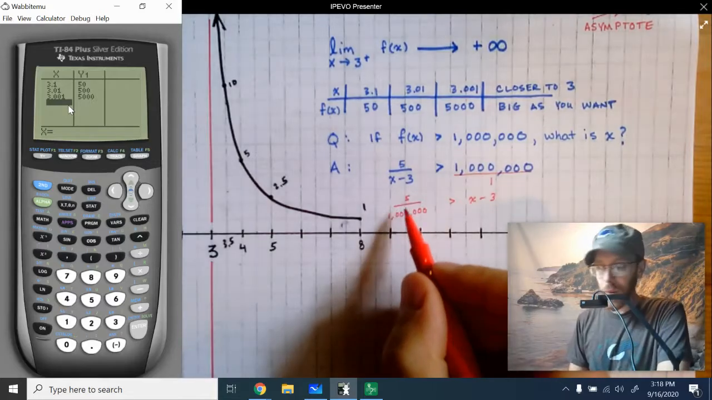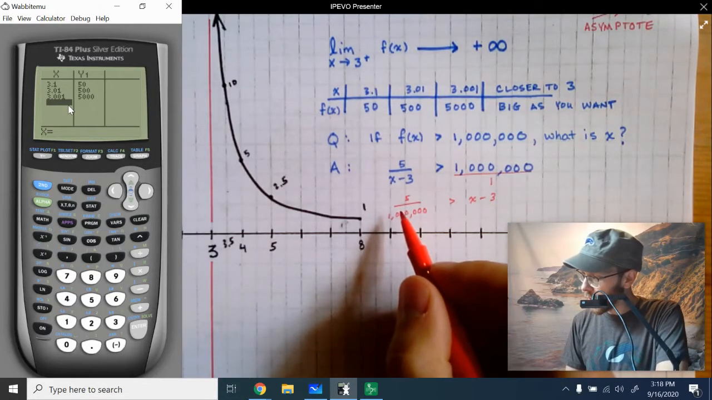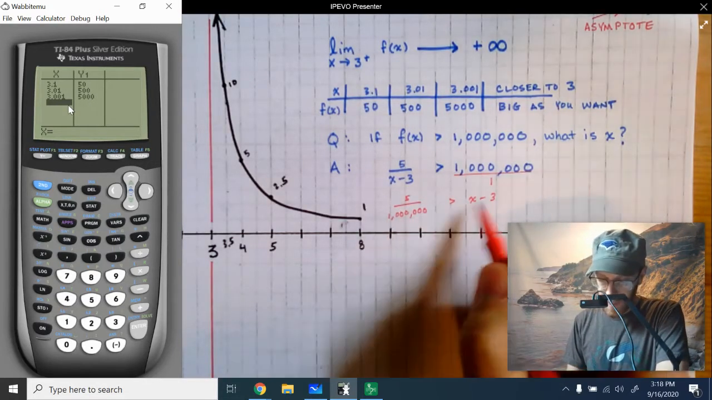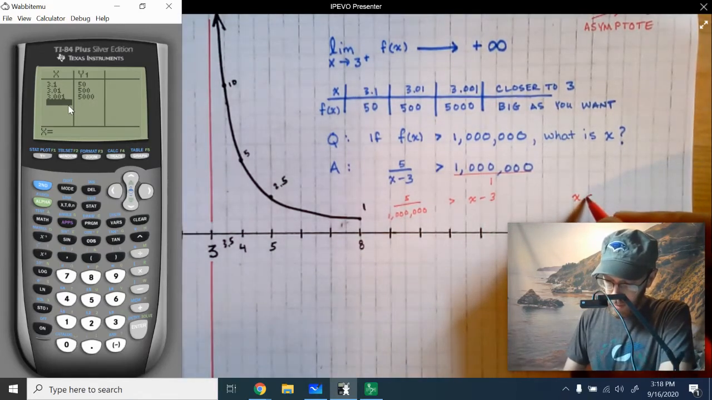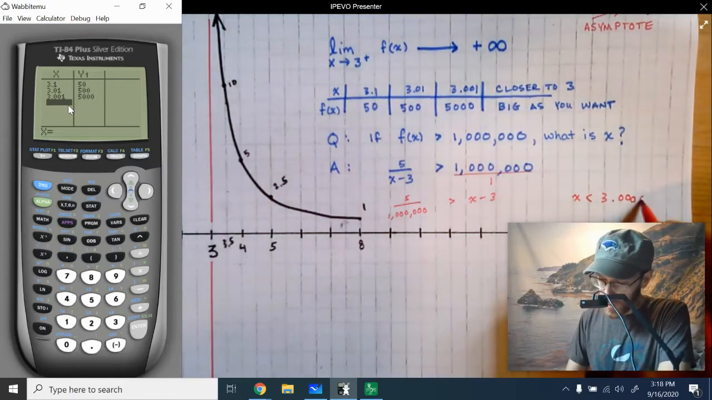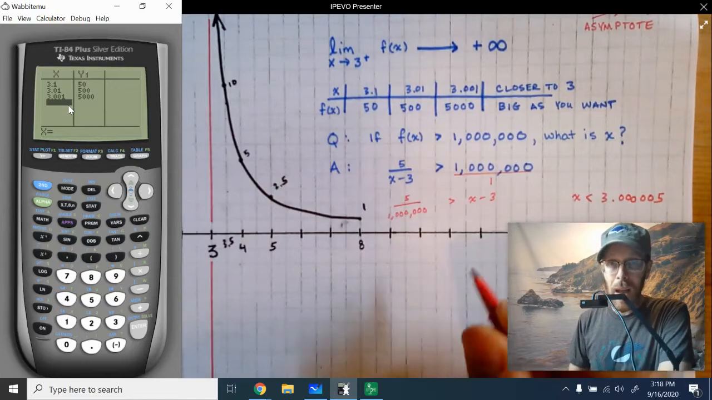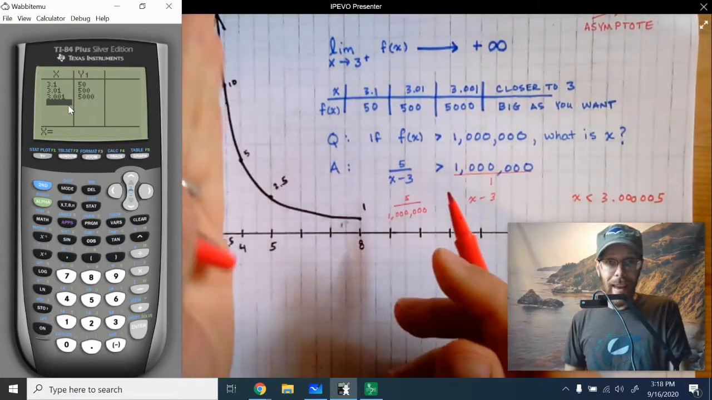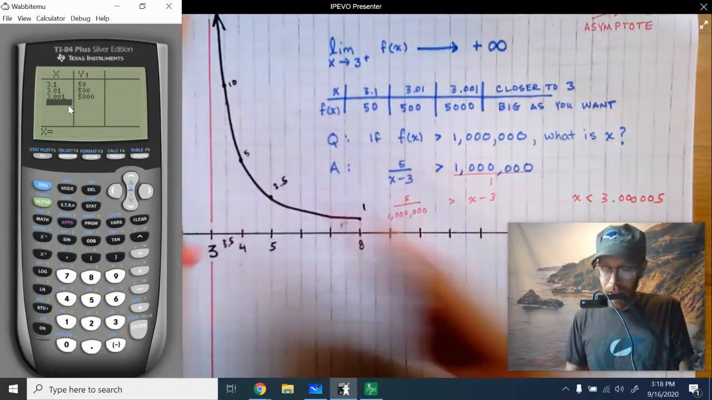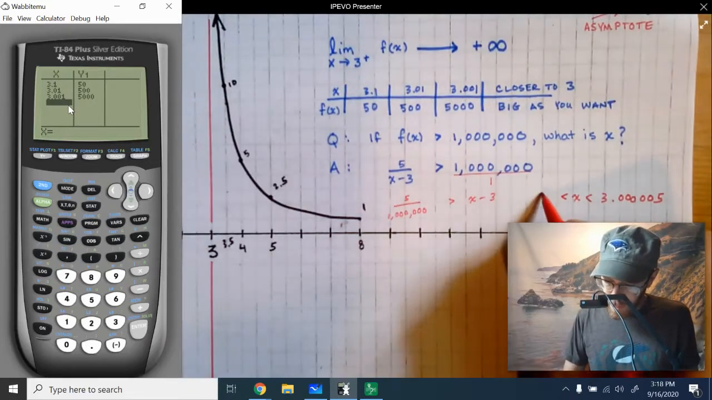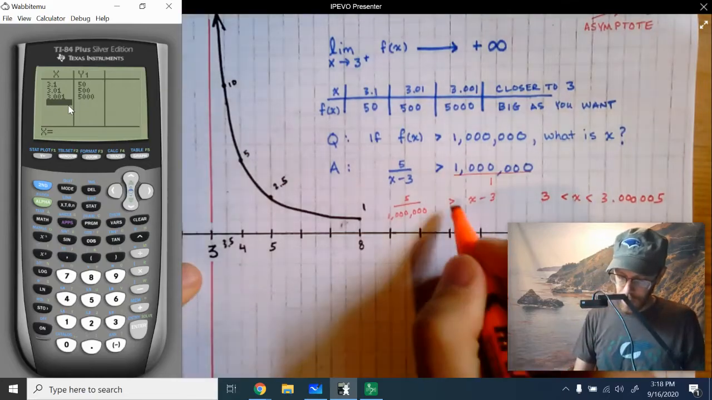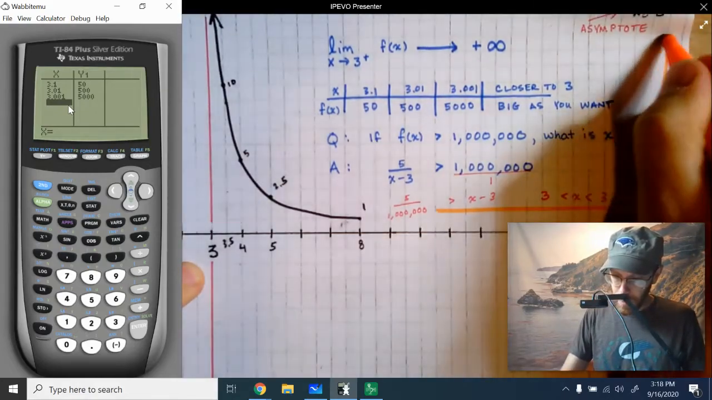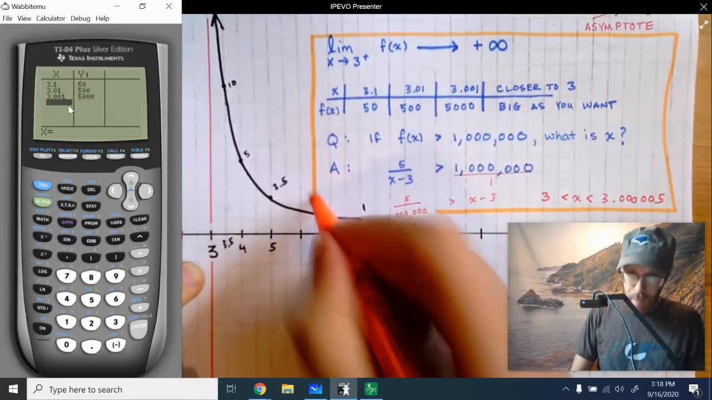And if you solve that, this right here gives you 0.000005. If you add the 3 on, you get that x must be less than 3.000005. We should also add that x has to be on this side of the line. So x is going to have to be larger than 3. There's our answer. Boom, boom, boom, boom.